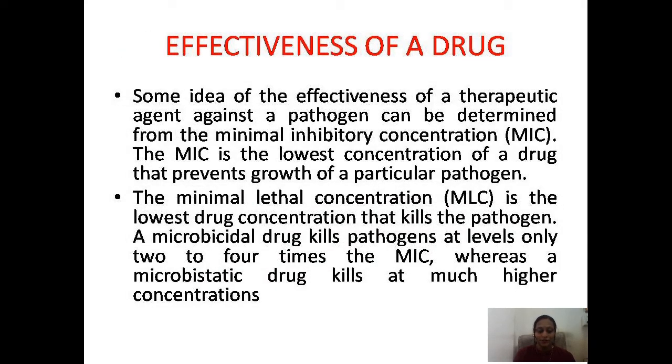After getting all these parameters, the next very important parameter is the effectiveness of the drug. The effectiveness of a drug is measured by two terms. First is the MIC, the minimum inhibitory concentration, which in layman's language is the lowest concentration of drug that prevents the growth of a particular pathogen. And MLC is the minimum lethal concentration, the lowest drug concentration that kills the pathogen.